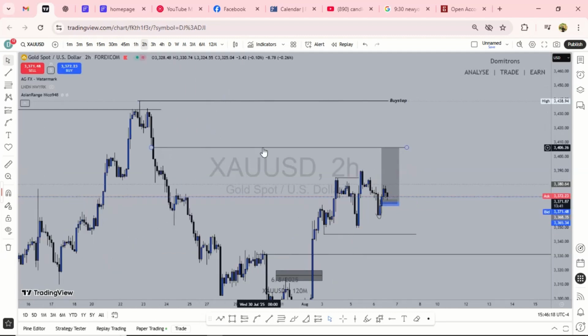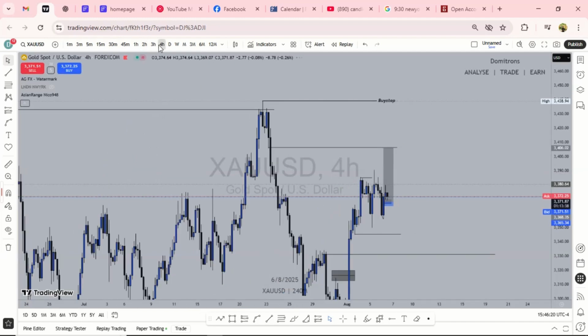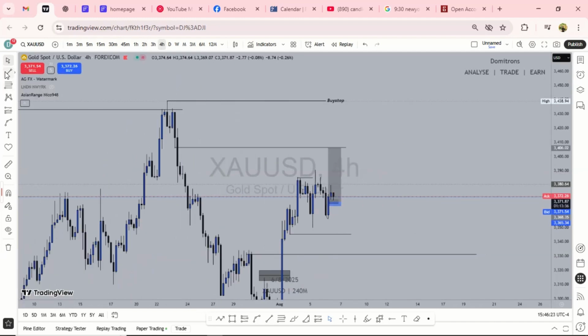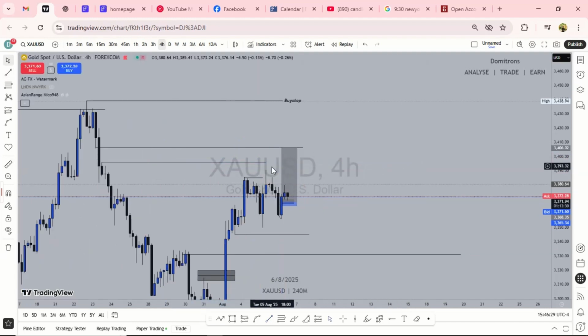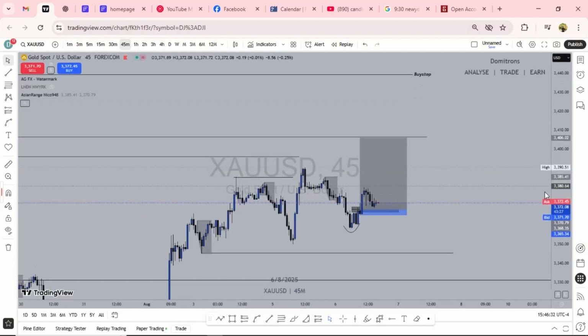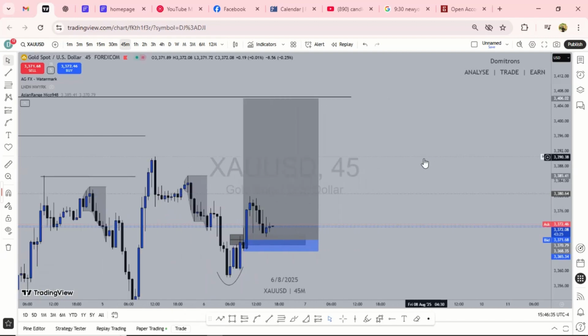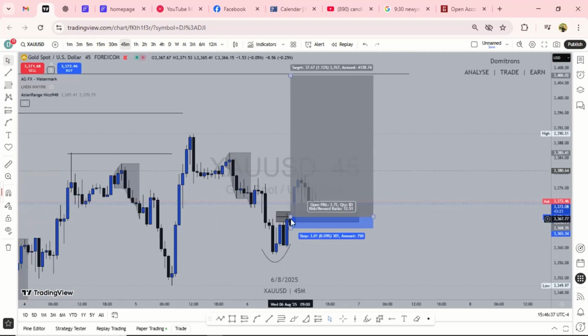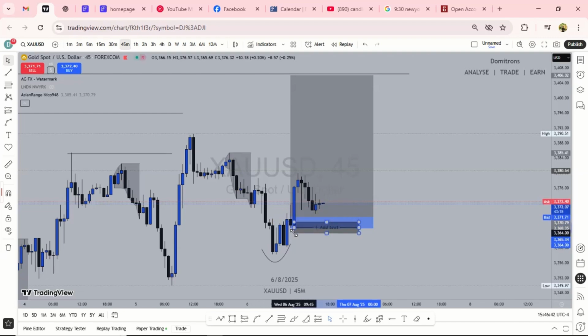Alright, because there might be a reaction from there. That is an inefficiency. So we will target that. Going down to the 45 minutes. The 45 minutes showed us that it has already traded into a demand zone.